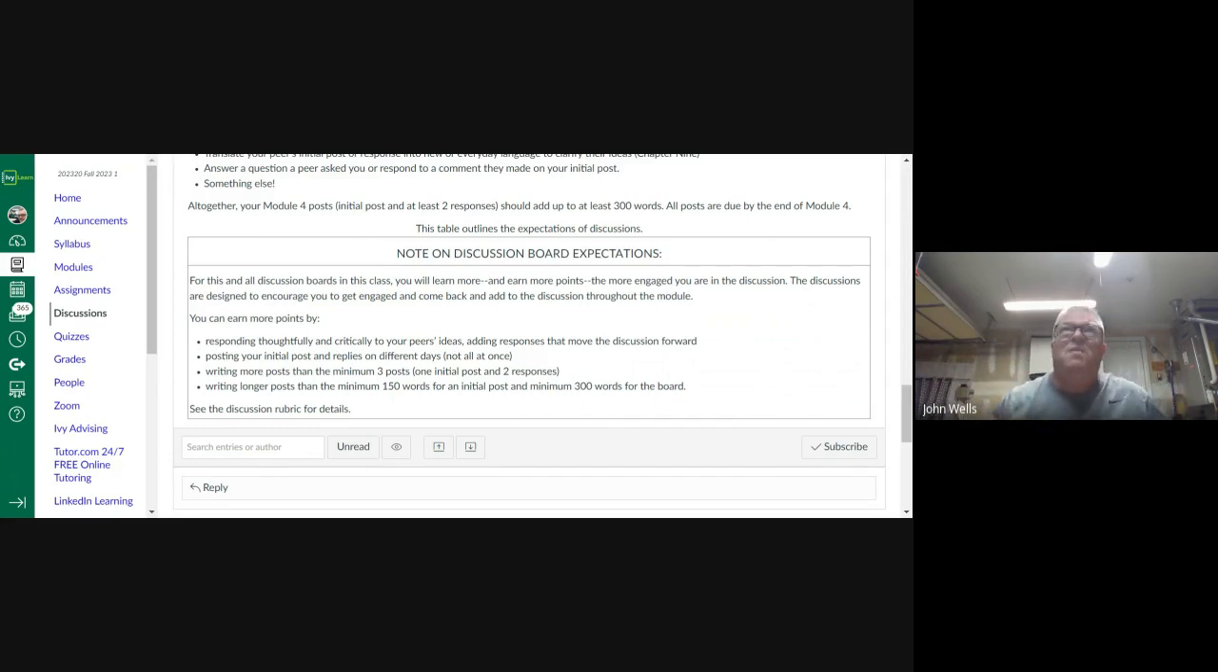If you're in there interacting with it, to get the most possible points, you do need to respond to more than the minimum. The minimum is 2. But when you get to more people than that, you're adding to that conversation, and that's where you get to build up some of your points.